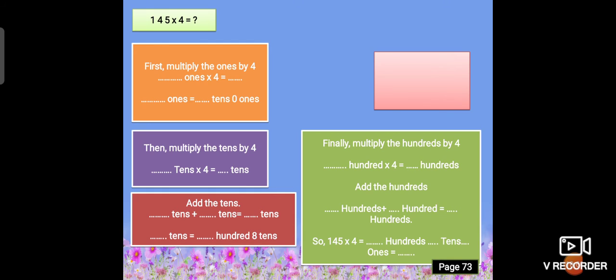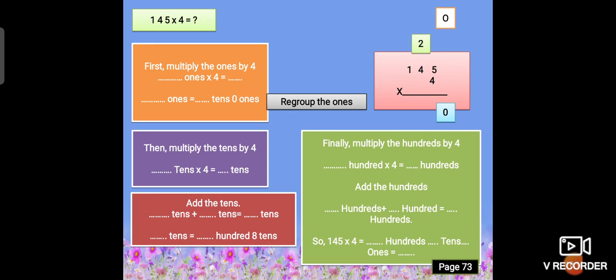Now let's work on page 73. 845 times 4. What should we do? Yes, we work on ones first. 5 times 4. How many? 20. So we write down 0 and regroup the 2. So we put 2 above the next number. Now 4 times 4. Let's work on tens. We have 4 tens. 4 times 4 equals to 16. Very good. 16 plus 2 we have here. How many? 18. So we write down 8 and then regroup the tens. We put 1 above the next number.